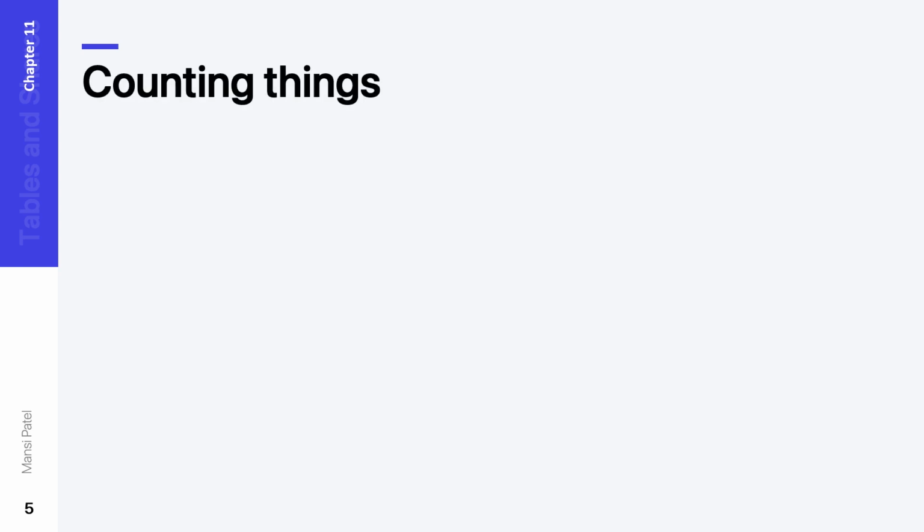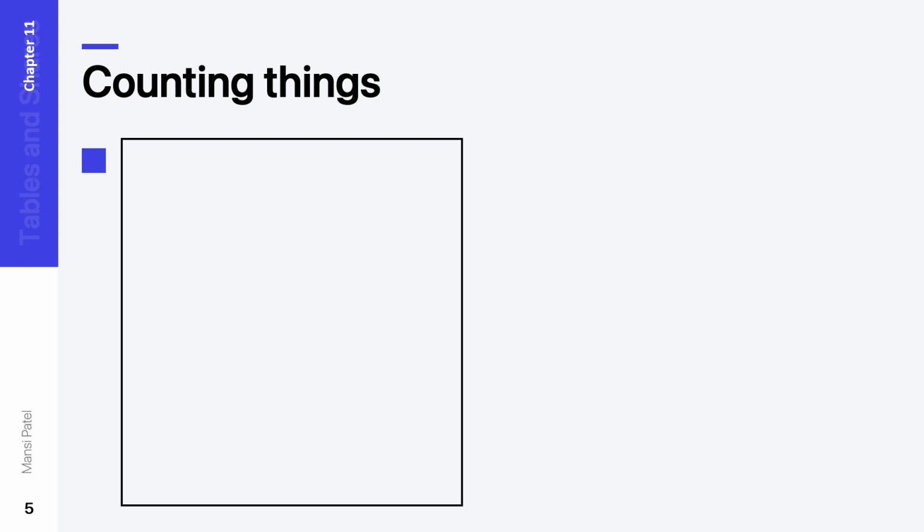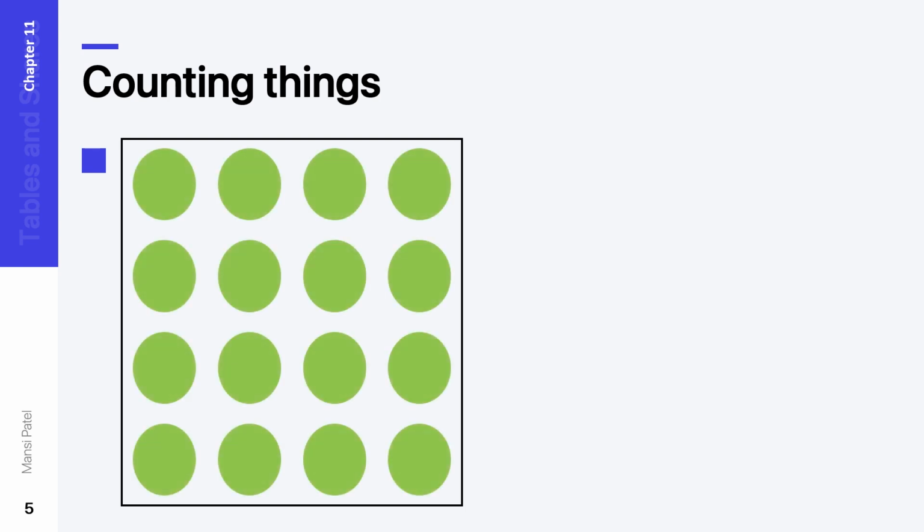Now the next one, that is counting things. See here, I am giving too many circles in this, and if I tell you to count these circles, then you count like this, one by one. 1, 2, 3, 4, 5, 6, 7, 8, 9, 10, 11, 12, 13, 14, 15, and 16. If you are counting things one by one, then it's quite long. It takes too much time sometimes if the things are too many.